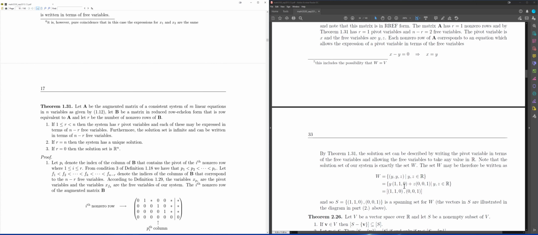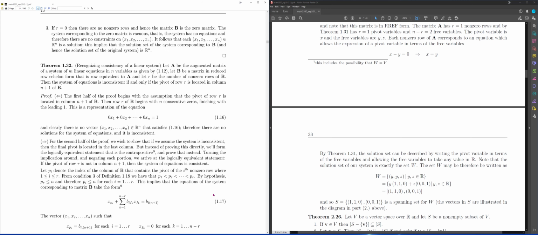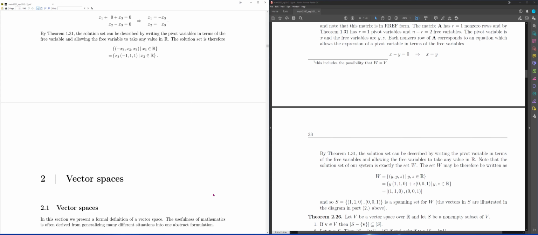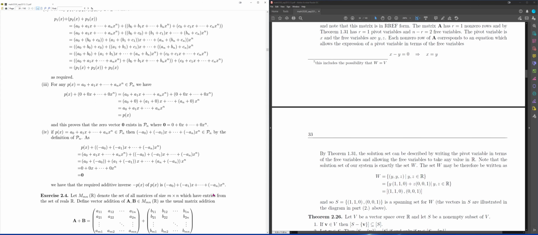Now that I have this, what you want to realize is that this y is arbitrary and this z is arbitrary. So this is a linear combination of the two vectors 1, 1, 0 and 0, 1, 0. The notation for this is that you're taking a linear combination of 1, 1, 0 and 0, 1, 0, but you're free to choose any y and z that you want.